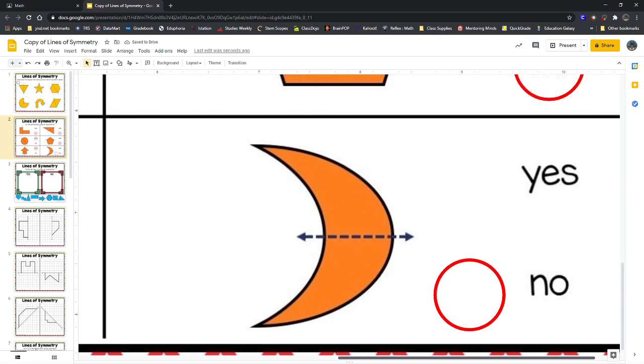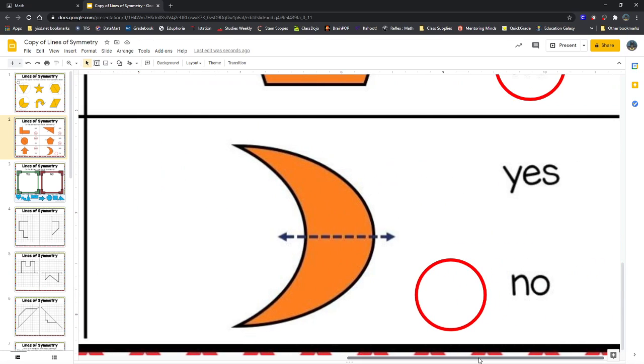And the last one, this moon. Does the moon have a line of symmetry on it? Yes or no? Kylie? Yes, the moon does have a line of symmetry on it. If I were to fold that moon there, I would have two perfect halves.